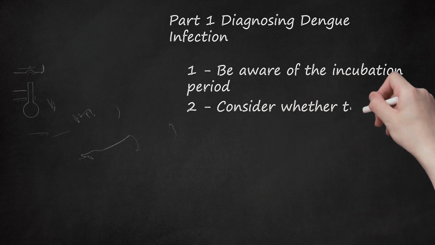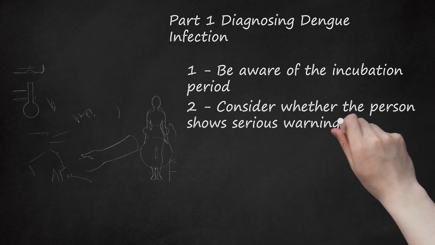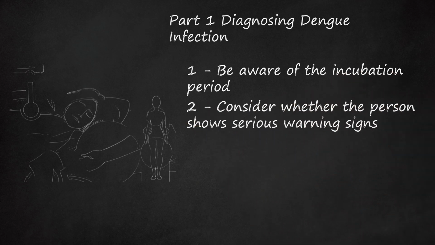2. Consider whether the person shows serious warning signs. There are two major classifications of dengue, with and without warning signs. Dengue without warning signs is usually identified by the presence of a fever, 40 degrees Celsius, 104 degrees Fahrenheit, and 2 or more of the following: nausea or vomiting, a rash that causes the face to redden and red patches to develop on arms, legs, chest, and back, body ache and pain, low white blood cell count, swelling of glands in the neck and behind the ear.